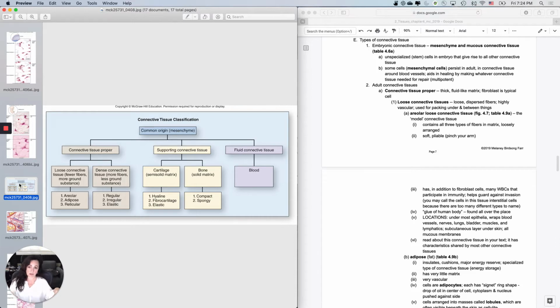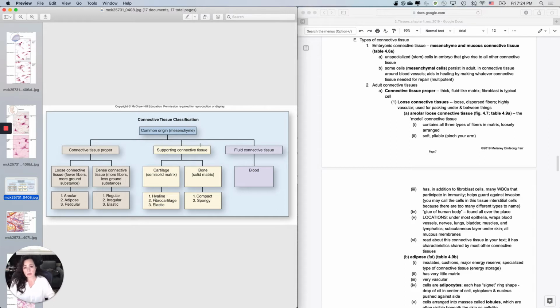It's this embryonic connective tissue that, as you see in this table, can actually make all of the adult connective tissues. And the adult connective tissues are going to be subdivided into the connective tissue proper, which we're going to get into in just a second, the supporting connective tissue, and the fluid connective tissue. Really what they have in common is not what they look like in an adult, but where they came from, which is that they all originated from this mesenchyme. And mesenchyme basically has the ability to make any of these tissues.